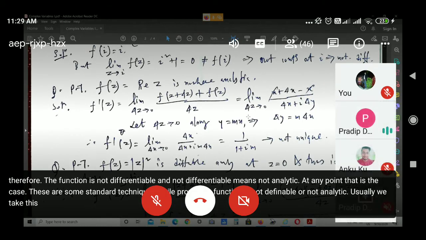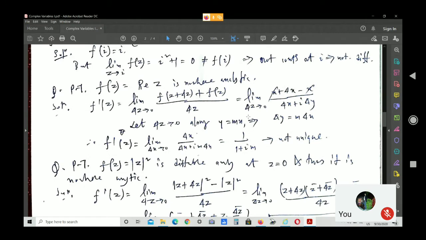Usually we take these three paths. These are the easiest of the paths to work with. One is along the x-axis. When you move along the x-axis, y becomes 0. Other is approaching 0 along the y-axis. Then the x coordinate becomes 0. And another one is approaching 0 along the straight line y equal to mx. In this case, we have used this one. Previously, we have used the x-axis and y-axis. Here we are using y equal to mx.